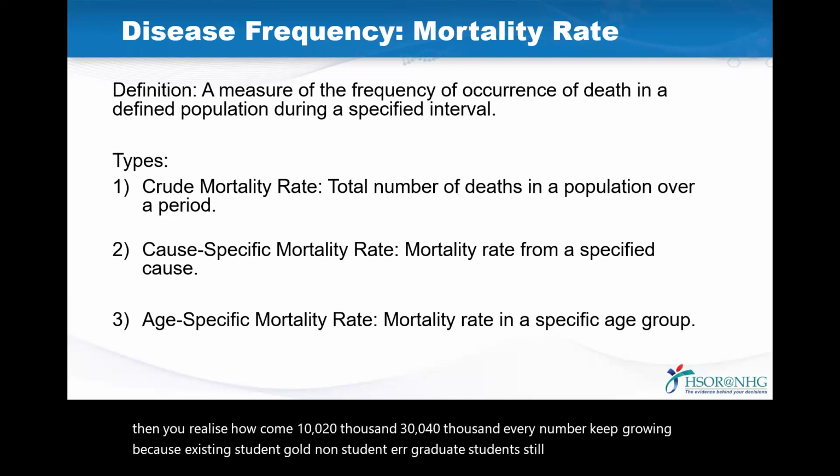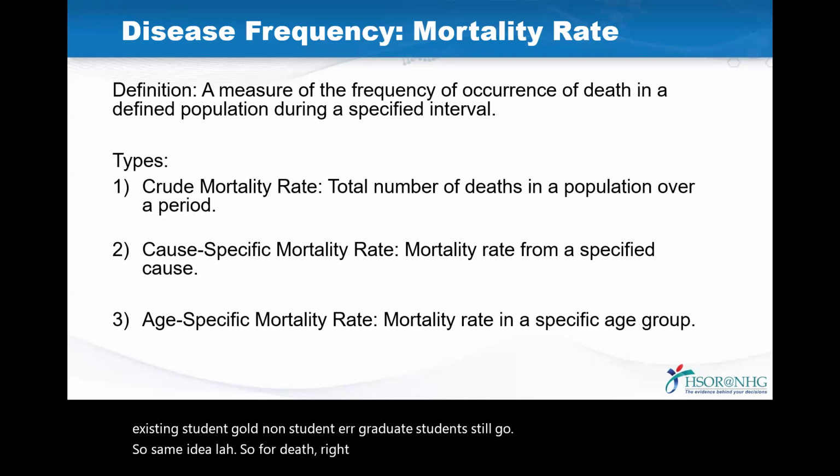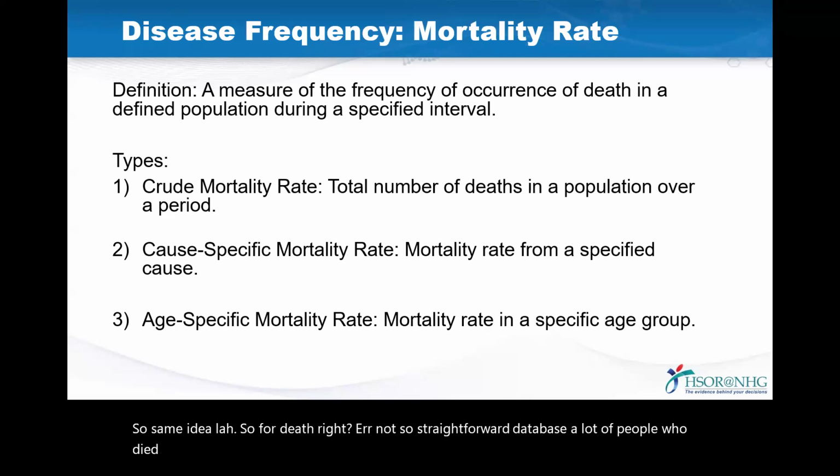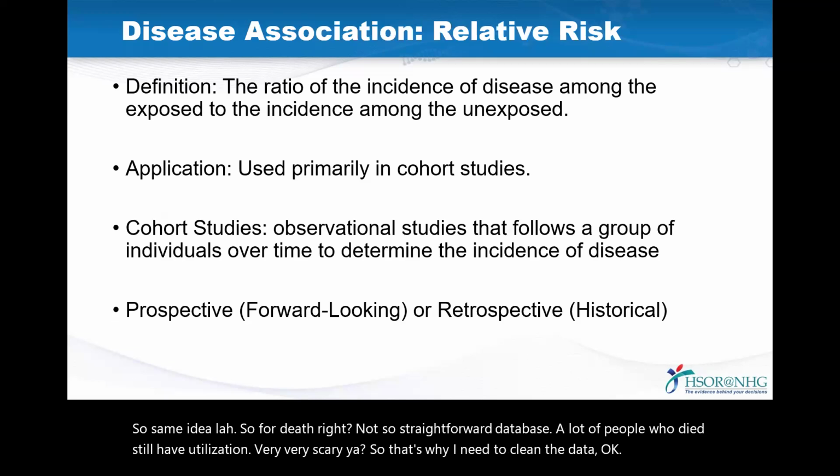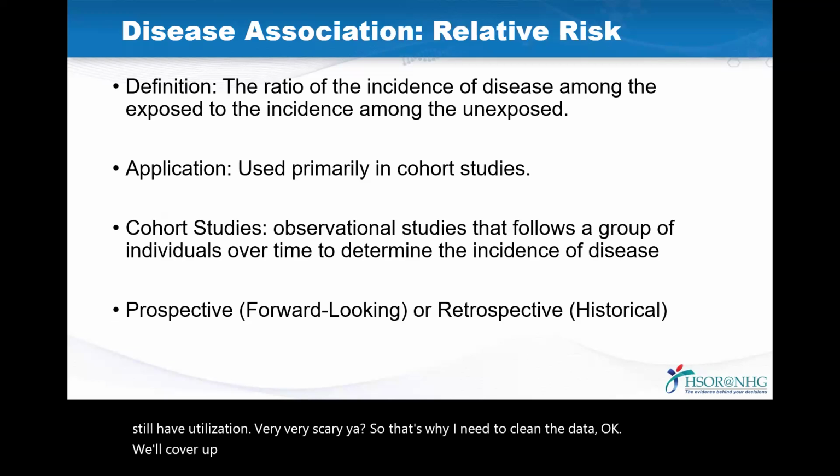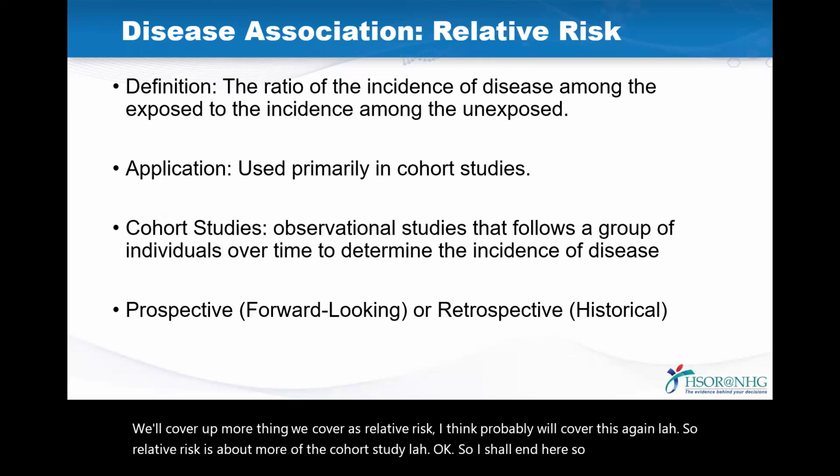So same idea for death. It's not so straightforward. In our database, a lot of people who died still have utilization. It's very, very scary. That's why I need to clean the data. One more thing to cover is relative risk. I think we already covered this. Relative risk is more about the cohort study. Okay, so I shall end here. Next week we can cover this again.